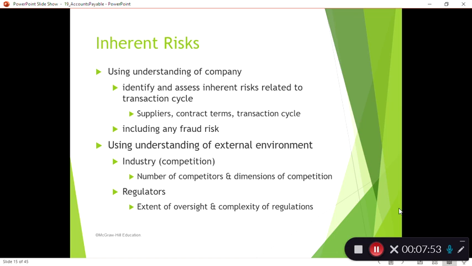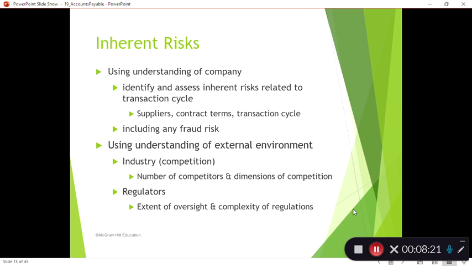And then understanding, for example, how intense is the competition, right? So how much pressure is on the firm to where you're worried about the firm not being able to meet its goals or objectives, to where then they're going to be tempted to misstate the financial statements. Also regulators, if there's a significant amount of oversight from the regulators, or if they're under very complex regulations, that could also be a factor.